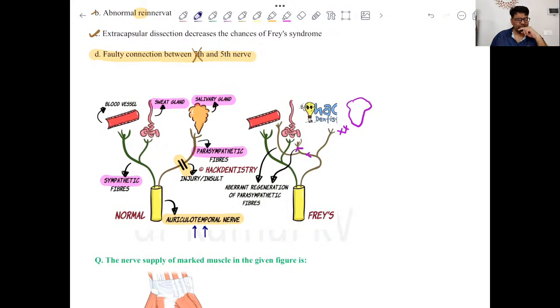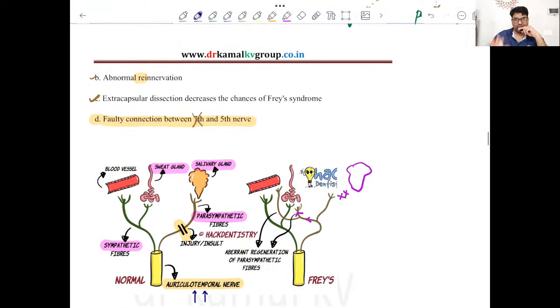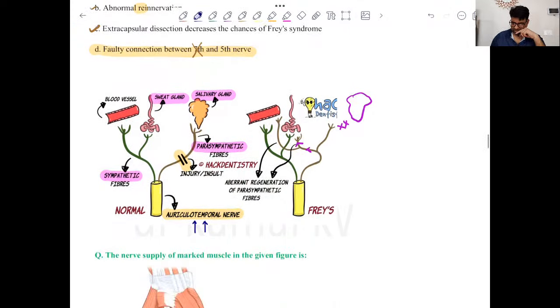Fine. So this is the beautiful concept of Frey syndrome, and I am very sure that if there is any question, you can at least apply this concept to reach the correct answer, right? So this is Frey syndrome.